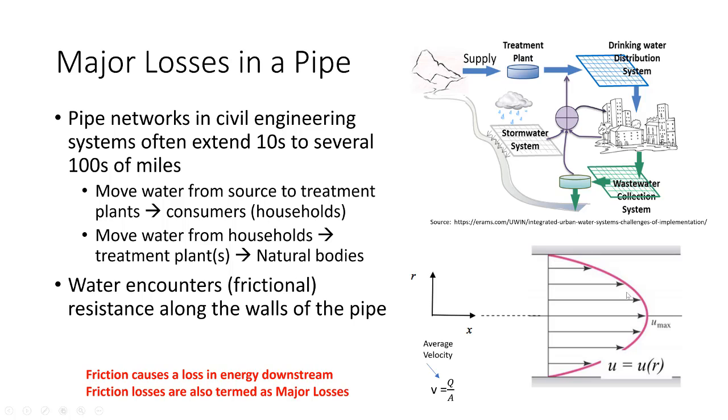So what we have in a pipe is a velocity profile where the velocity goes from zero near the walls of the pipe all the way to a maximum velocity. We typically don't measure these velocities inside the pipe, but we use an average velocity called V, and we say that is equal to the flow rate over the cross-sectional area. Clearly, the greater the flow rate, the more the velocity, and similarly, the smaller the cross-sectional area, the smaller the velocity. So V equals Q over A is your continuity equation.